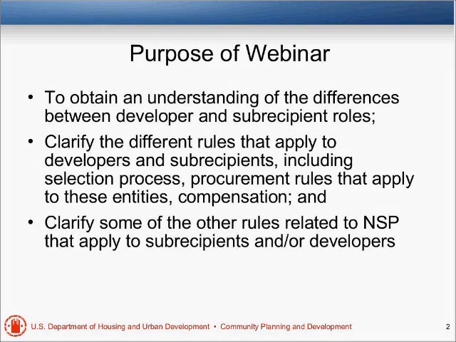So there's three main outcomes we hope to achieve with today's webinar. One, that you understand the differences between developer and subrecipient roles. That the different rules that apply to developers and subrecipients are clarified in your minds, and that some of the other rules related to NSP about subrecipients and or developers also are clarified for you.